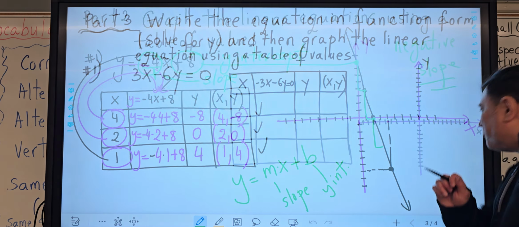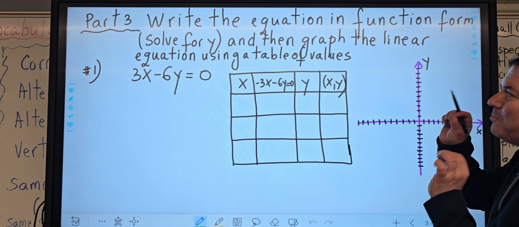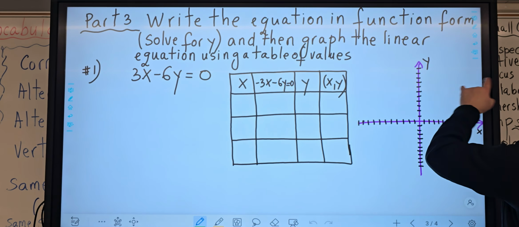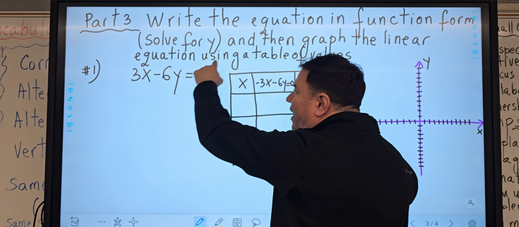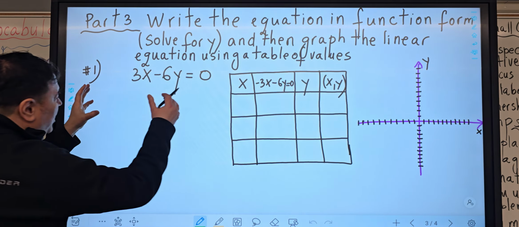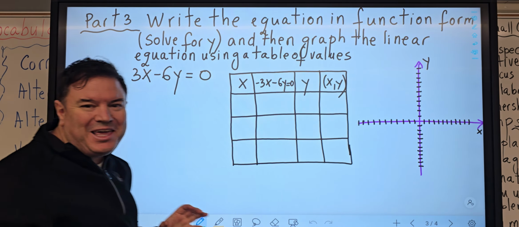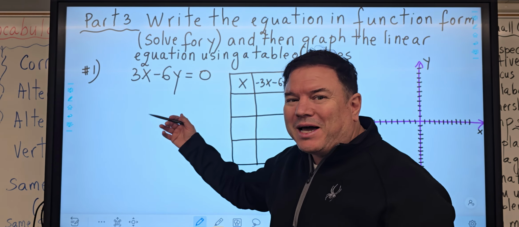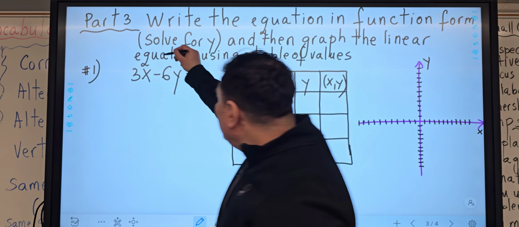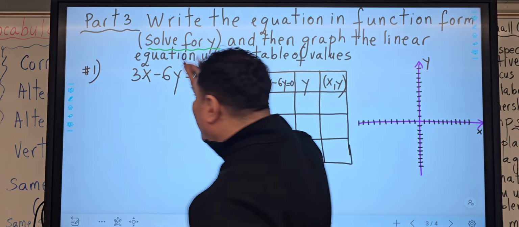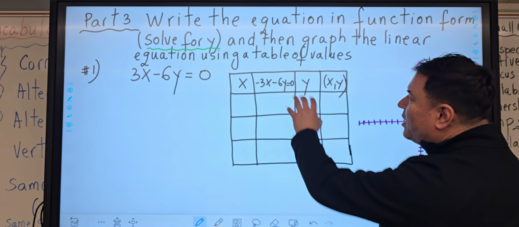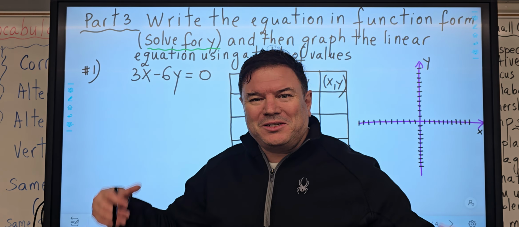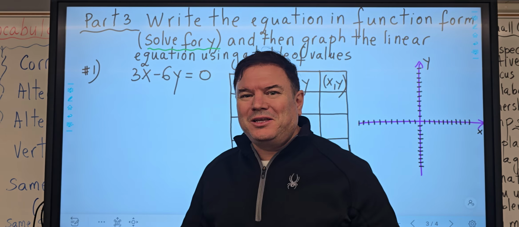Okay, let's take a look at another problem here. Part 3. In this part 3, we have to write the equation in function form. We have to solve for y. This equation, 3x minus 6y equals 0, we don't have the y by itself. You see, y is not by itself yet, so we have to do that. We have to solve for y first, and then we are going to replace this with y equals something times x plus the y-intercept.